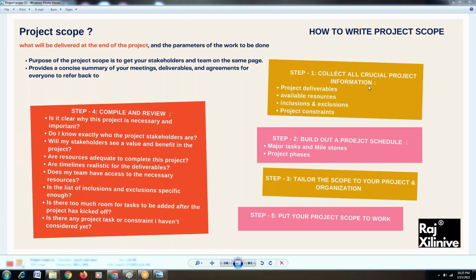Whereas on the third step, we have to tailor the scope to your project and organization. So we have to tailor. This tailoring of the scope of the project varies from organization to organization. It purely depends upon the kind of functionality and the domain they have, and what kind of applications we are developing. Everything will vary on the third step. Next, the fourth point: we have to compile and review. What are we going to compile and review here?